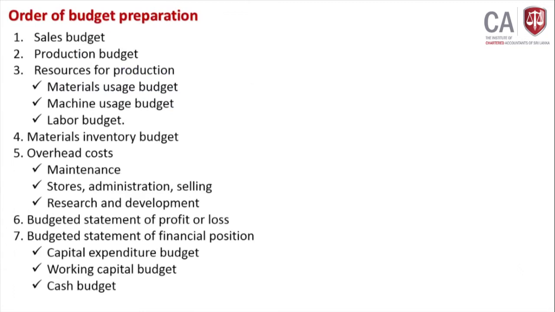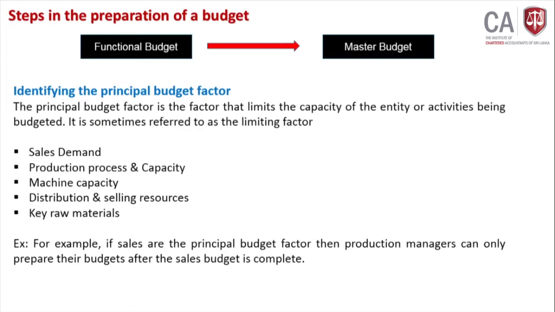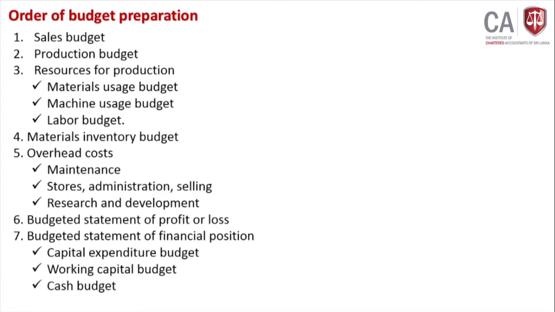Order of budget preparation. So what is the order when you prepare a budget? We are in the process of talking about the steps in preparation of a budget. First you prepare functional budgets and the master budget. Before you prepare anything, you need to identify the principal budgeting factor. It can be sales demand, production capacity, machine capacity, distribution and selling resources, and key raw materials that you have. Finally, there is an order when you prepare a budget.